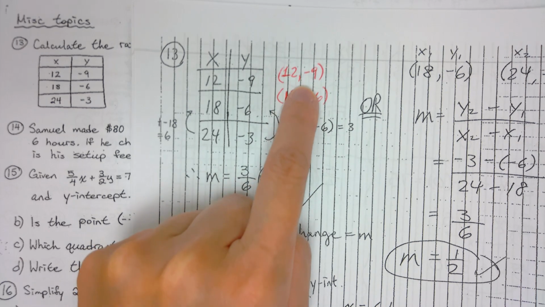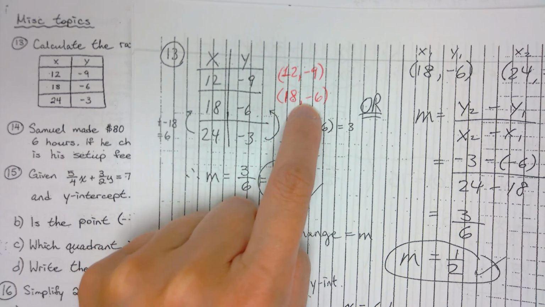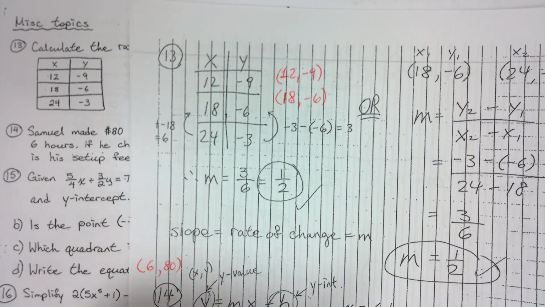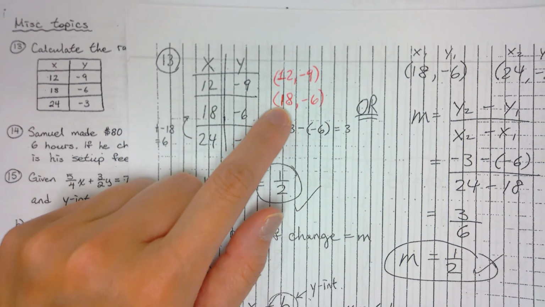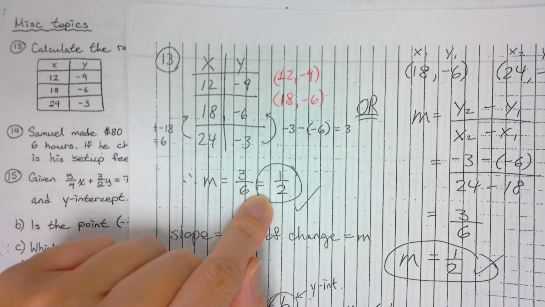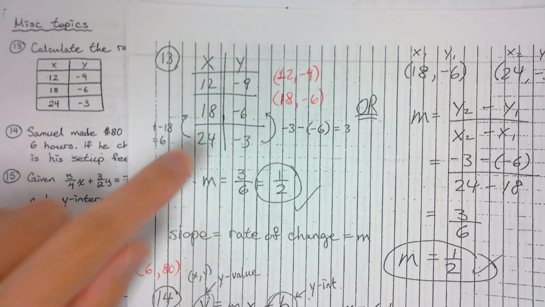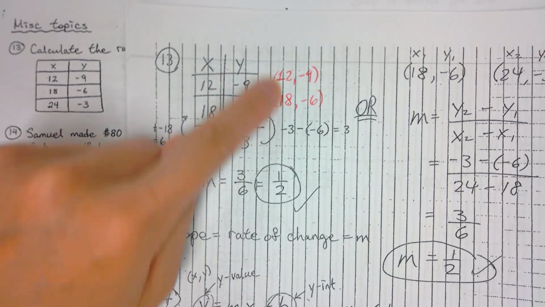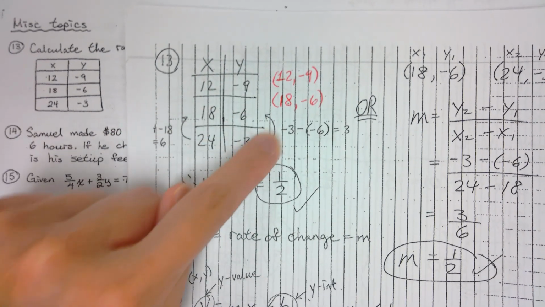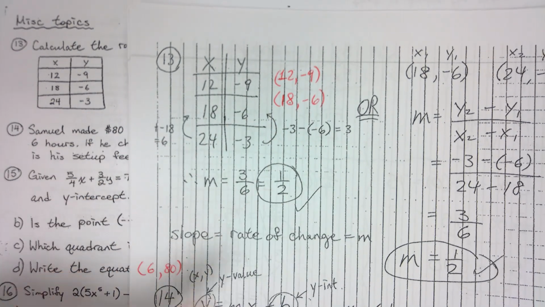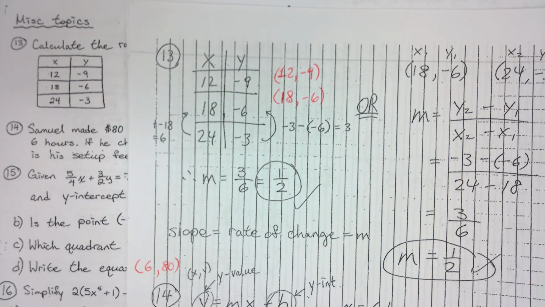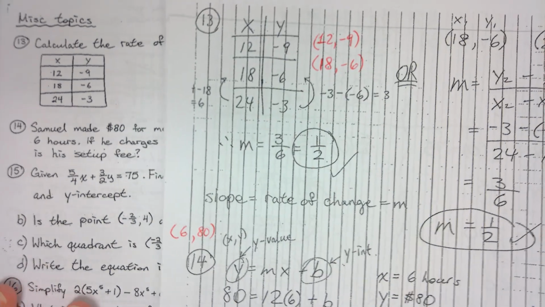Okay, so 12 comma negative 9, 18 comma negative 6, and 24 comma negative 3. So technically, you could just use the slope formula y2 minus y1 over x2 minus x1, and you'll get your slope. Or you could do from the table first difference. Subtract backwards, you get 3. Subtract backwards, you get 6. So 3 over 6, which is 1 over 2. Either way works, whichever way you want.